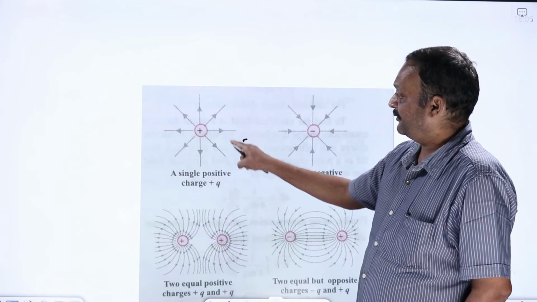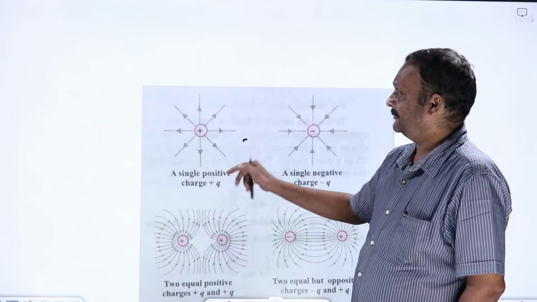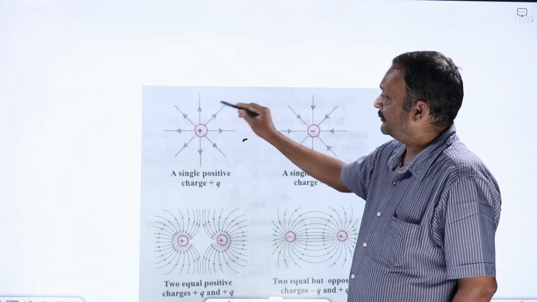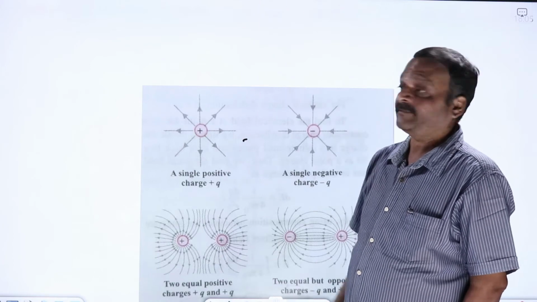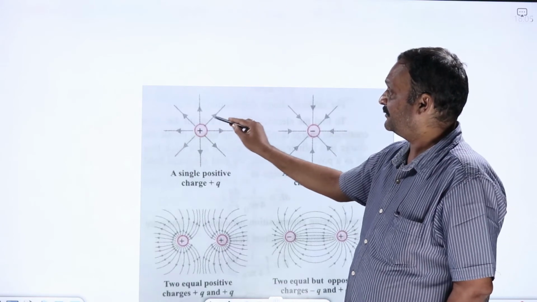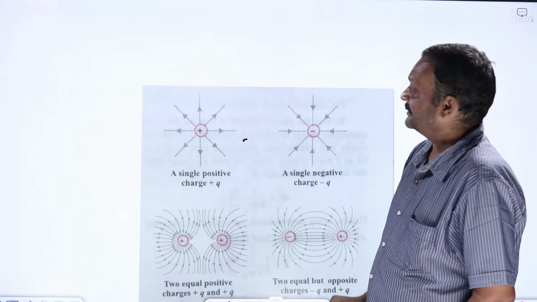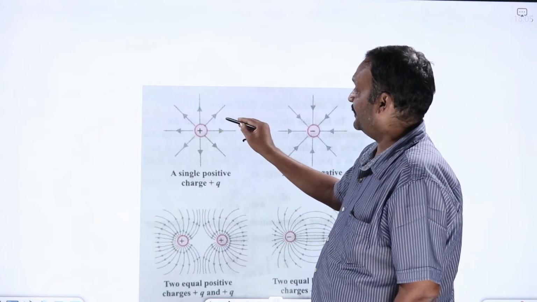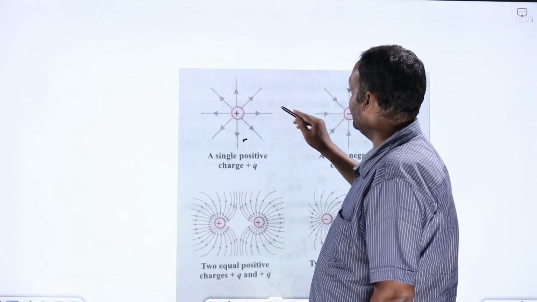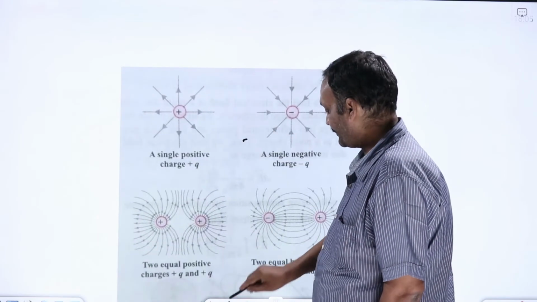This is the field line due to a single positive charge Q. Field lines go radially outwards. Where do they end? They end only at infinity. If only a single positive charge is there, these field lines will go up to infinity. In some exams, they'll give different patterns and add things like this also.